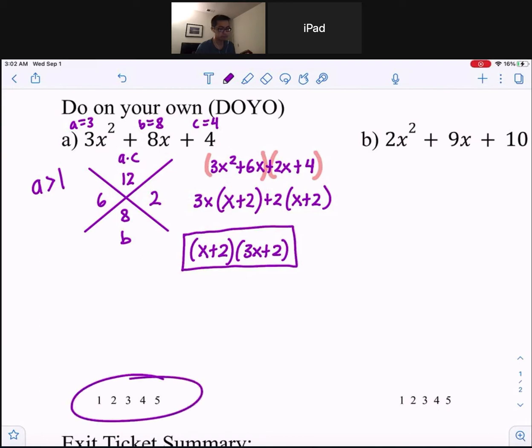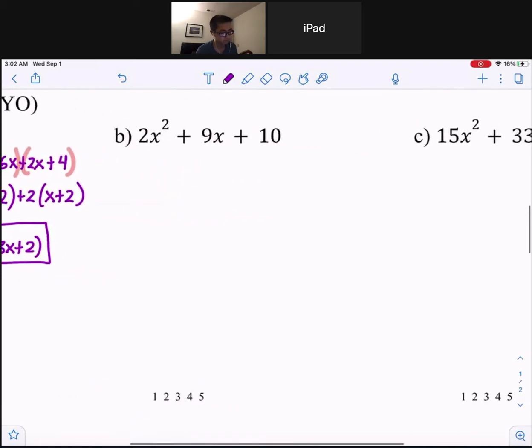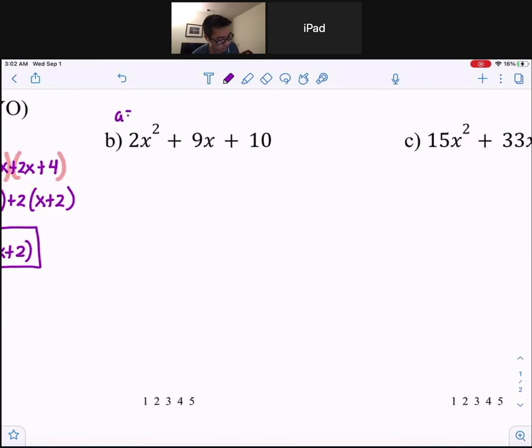And again, rate yourself, right? B. A is equal to 2, B is equal to 9, C is equal to 10. You do the X method, right? There is no GCF we can factor off initially.